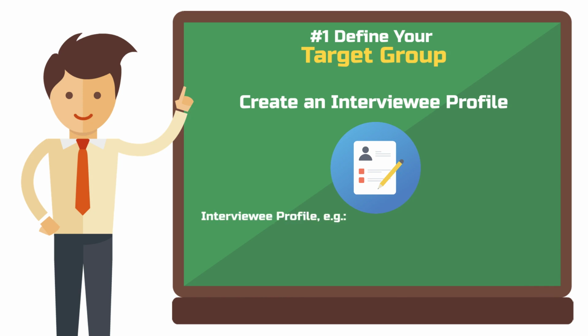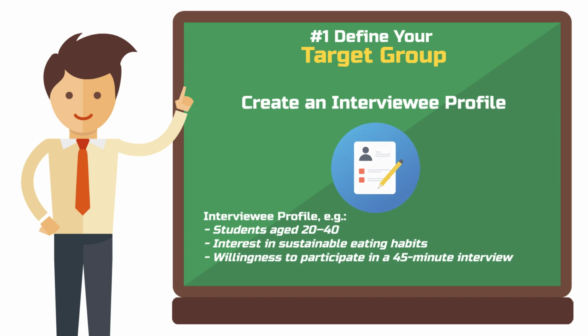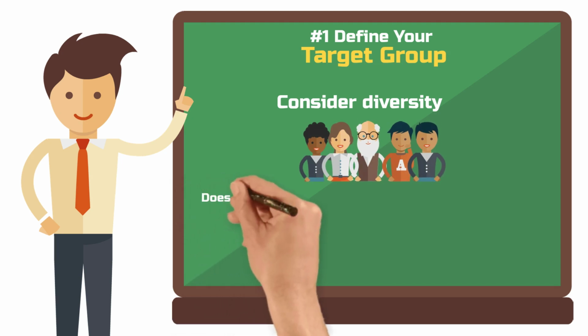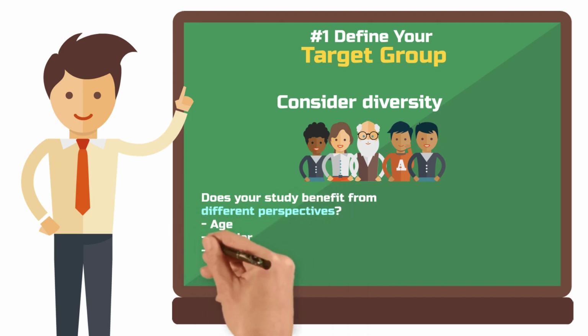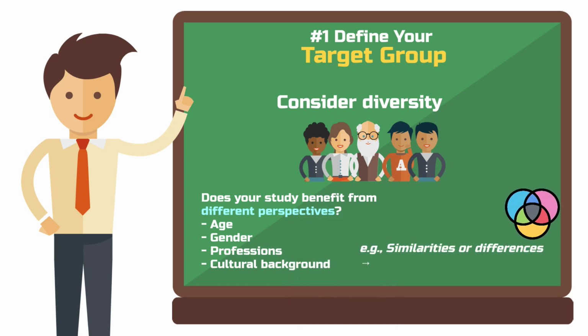This profile should outline exactly who you're looking for, including details like age, interests, and availability. For example, you might specify looking for students aged 20 to 40 who are interested in sustainable eating habits and willing to participate in a 45-minute interview. If your study benefits from diverse perspectives, make sure to include interviewees with varying characteristics such as different ages, genders, cultural backgrounds, or professions. Whether you sample for similarities or differences will depend on what best fits your research question.